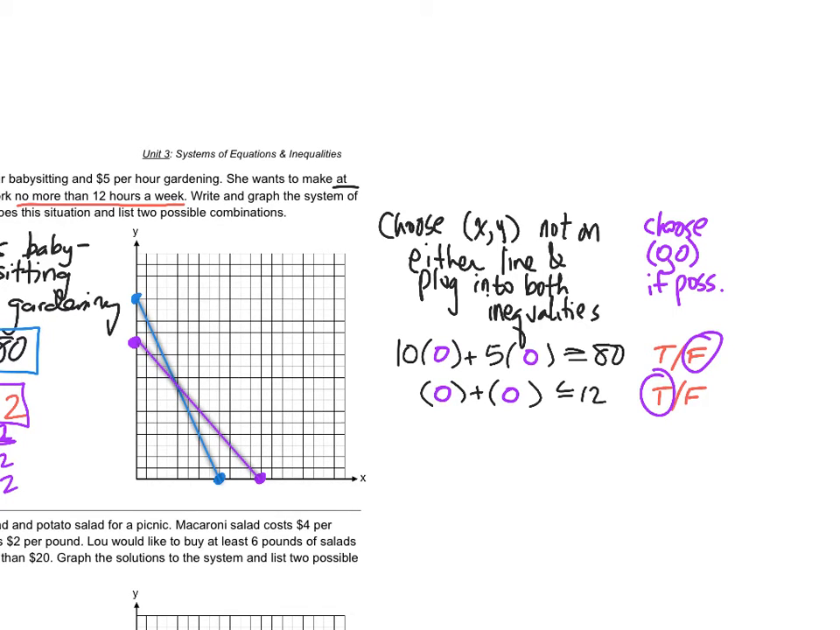So looking at my first line, the first one was the blue one, right? I have a choice of shading below or above. 0, 0 is right down here. I just determined that it was a false sentence. So I have to shade above my blue line, all right? Points above my blue line. For the other one, it was a true sentence. So for my purple one, I want to shade in the direction of 0, 0, because if it's a true sentence, you're going to shade in the direction of that coordinate. So I'm going to shade below the purple, but above the blue.